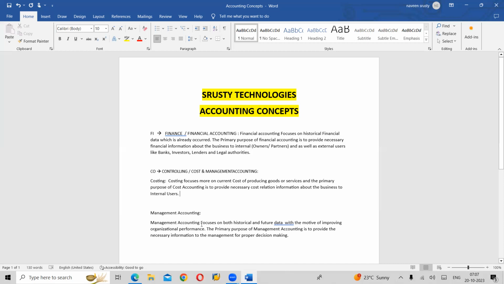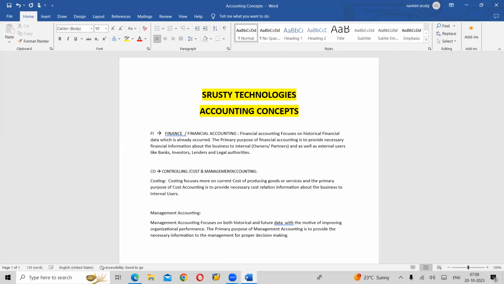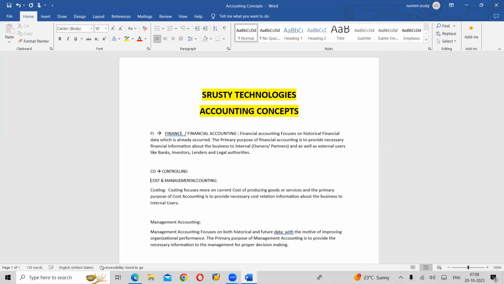So we have cash flows. We will prepare different cash flow statements. We will prepare different funds flow statements. Clear? All those things we are going to see in our management accounting. That is nothing but the CO module. Any questions?